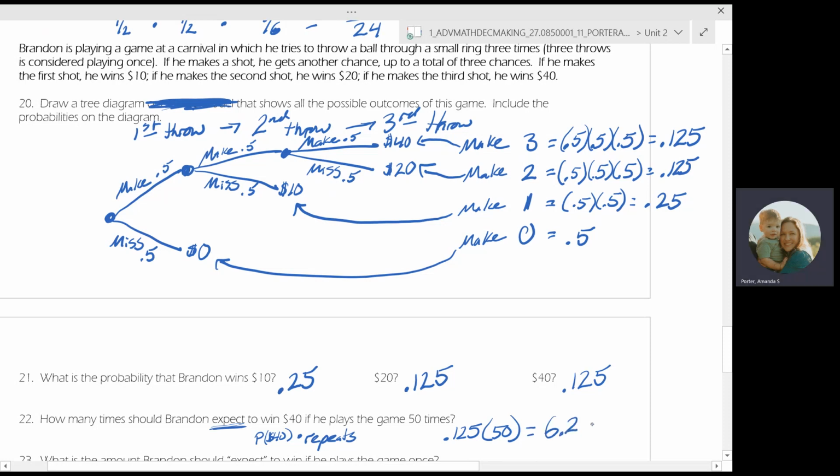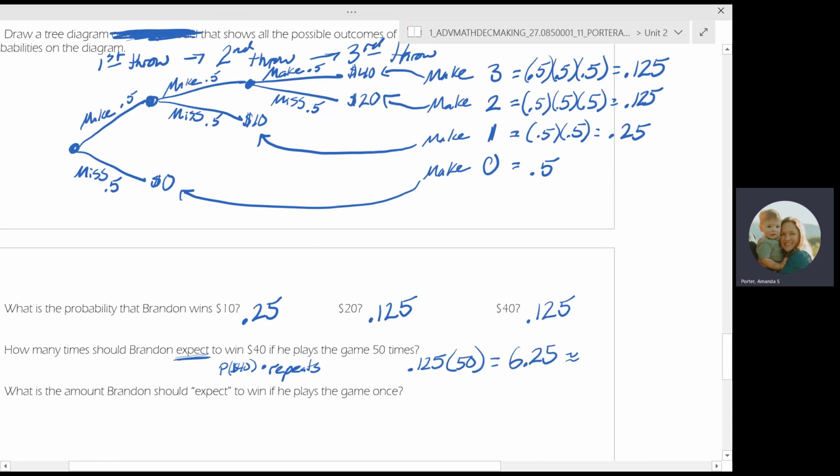Now this gives me a decimal that I encourage you to round off, because he's not ever going to win it 6.25 times, because you can't win part of a time. You either win or you don't. So I'm going to round this off to 6 times.